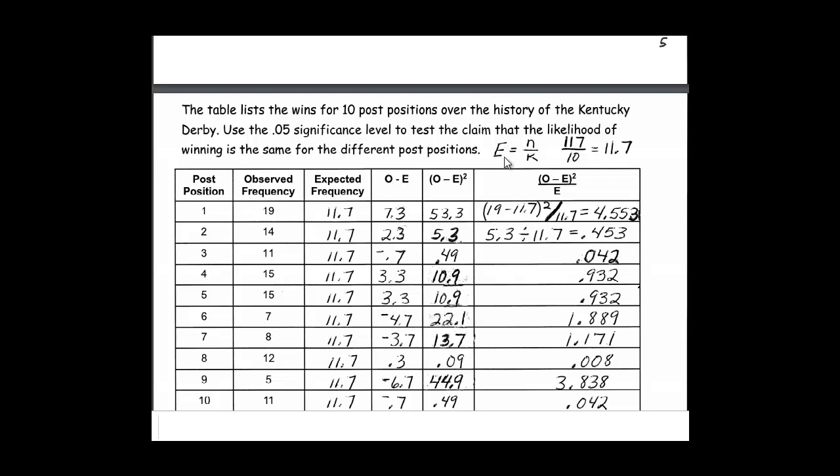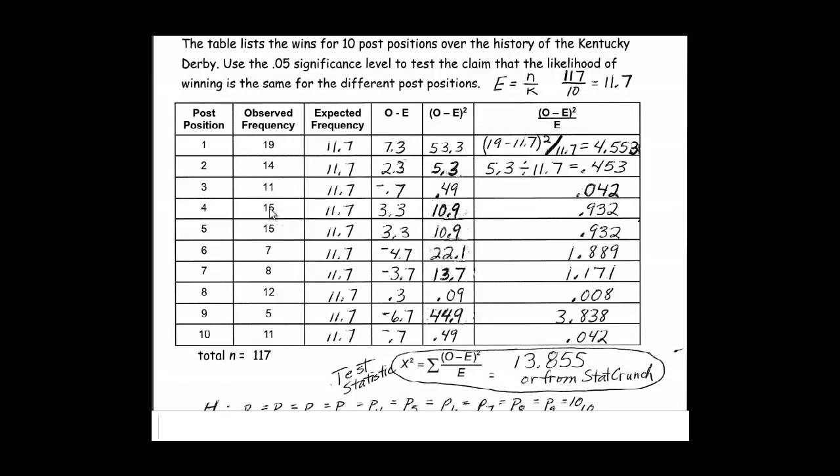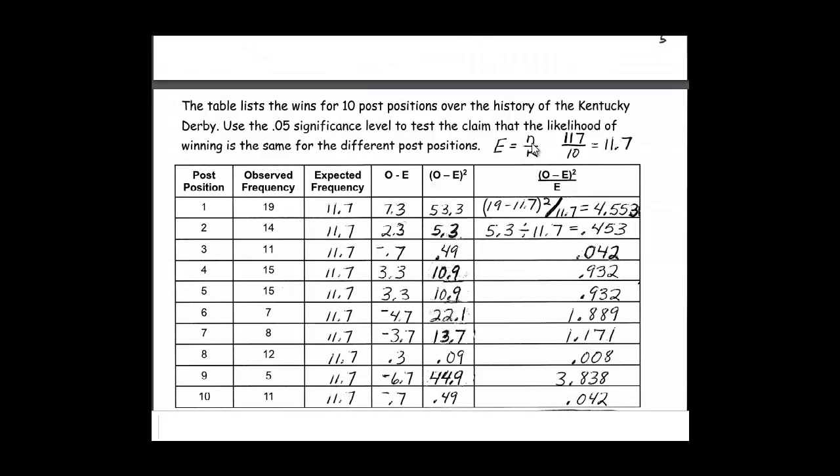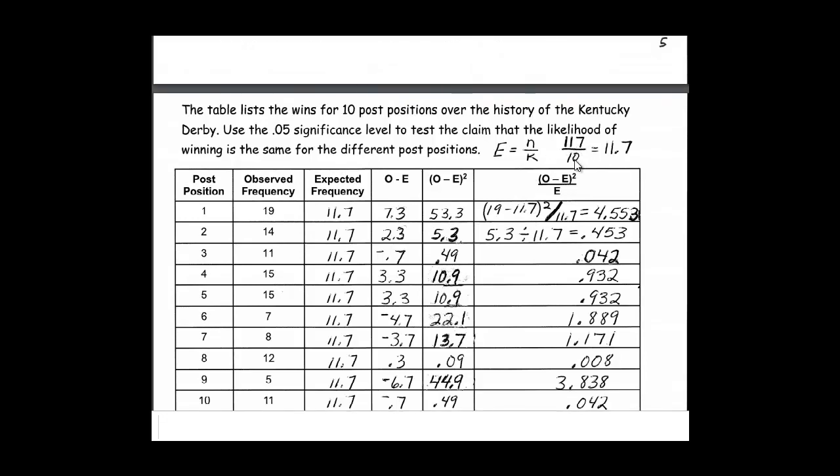Okay, so we're going to use this formula. The expectation is that they are all equal. So I'm going to take the number of Kentucky Derby runnings, N, and divide by our number of categories. This N isn't given to us, so I have to count those up, totaling my observed frequencies to get my total N. Then I have 10 different post positions, so I'm going to take that 117 divided by 10 to arrive at my expected frequency of 11.7.